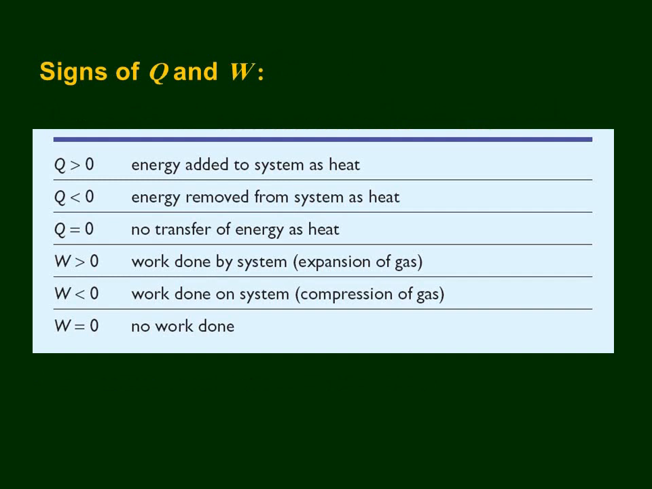Here sometimes the work may be negative, the work may be positive, and the heat may be positive or negative. What is the sign of Q and W? If energy is added to the system as heat, the system gains heat energy, Q will be positive, larger than 0. If energy is removed from the system, it is cooled. So here Q is less than 0, or negative. So this is for Q. If Q equals 0, no transfer of energy as heat.